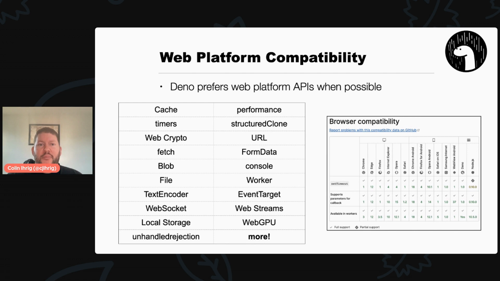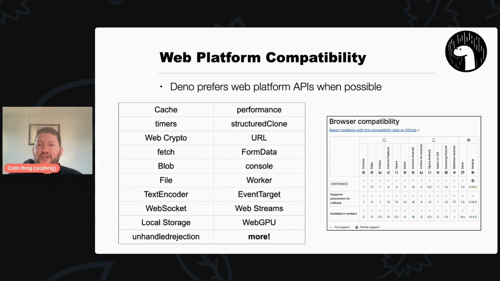So as far as web platform compatibility goes, Deno prefers to use web platform APIs whenever possible, as opposed to creating bespoke, one-off APIs that are not supported anywhere else. And so I have a list of some of the APIs here. This is a small subset. There's many more than this. But you can use things like cache, structured clone, web crypto, blobs, files, WebSockets, etc.